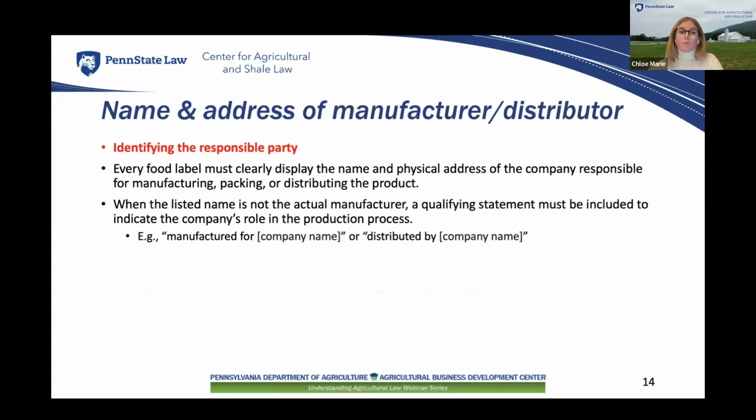So this one is pretty straightforward. The label must display the name and physical address of the company responsible for manufacturing, packaging, or distributing the product. However, unless the listed name is the actual manufacturer, a qualifying statement indicating the company's role in the production process, such as manufactured for company name or distributed by company name, must be added to the label.